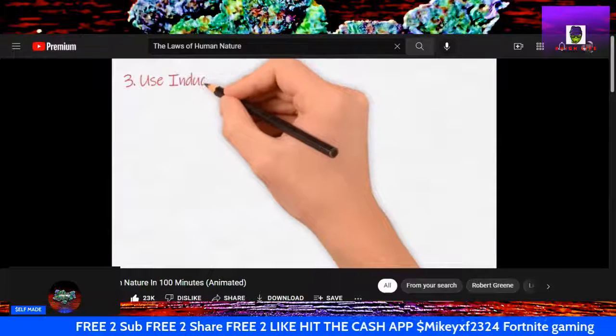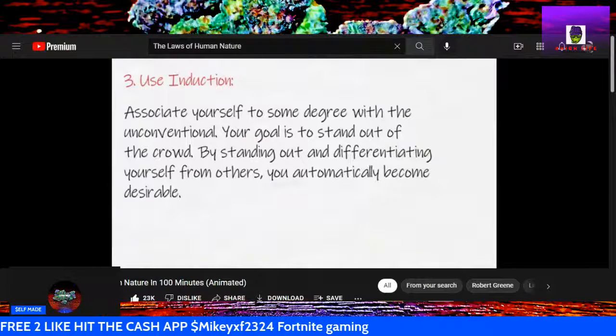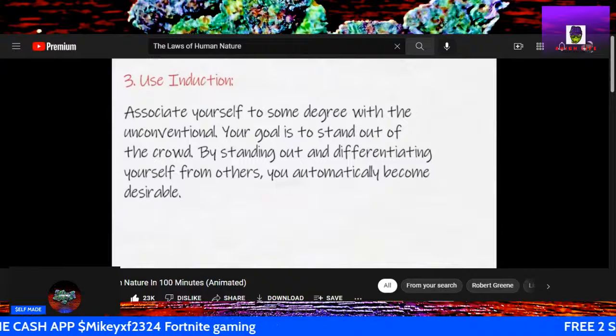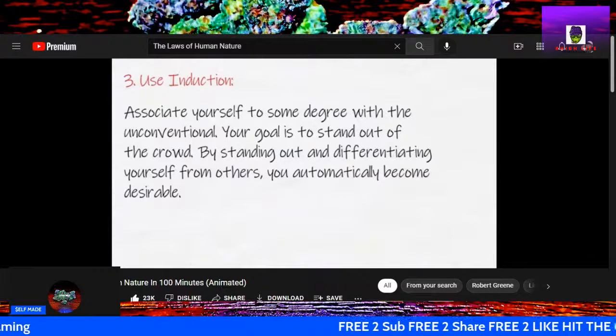Use induction. Associate yourself to some degree with the unconventional. Your goal is to stand out of the crowd. By standing out and differentiating yourself from others, you automatically become desirable.